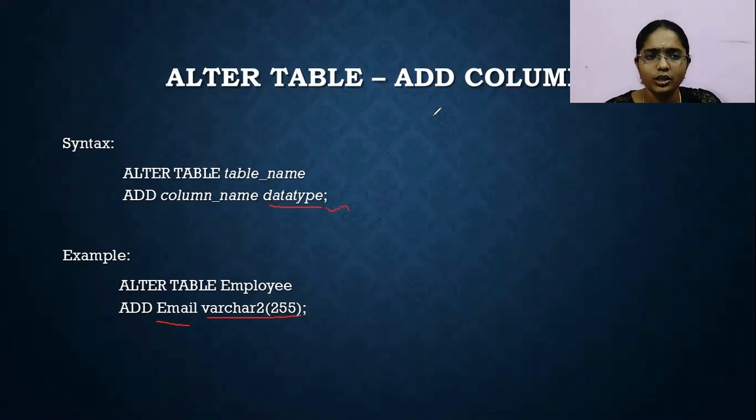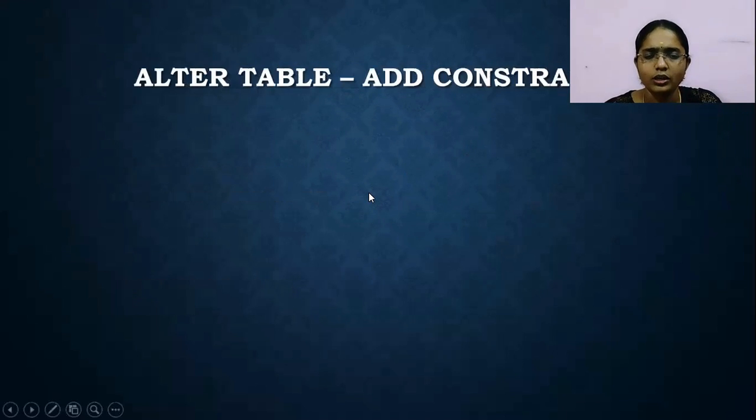I guess you are clear with how to alter the table, and here we are seeing how to add an additional column to the existing table. And we'll move on to the next one, which is also an alter command. Here we are going to add a constraint. Constraints are classified into various types: primary key constraint, foreign key constraint, unique key constraint, check constraint. There are different types of constraints.